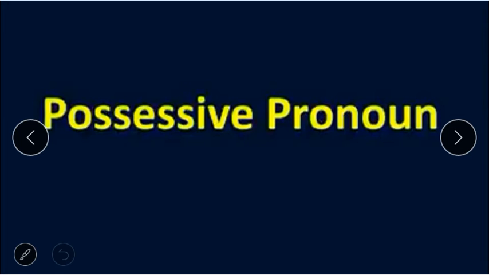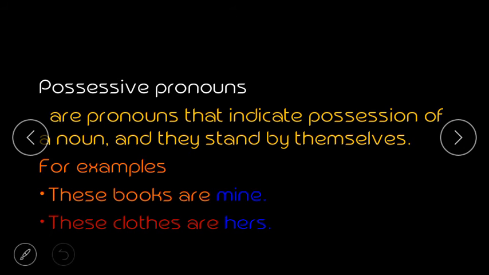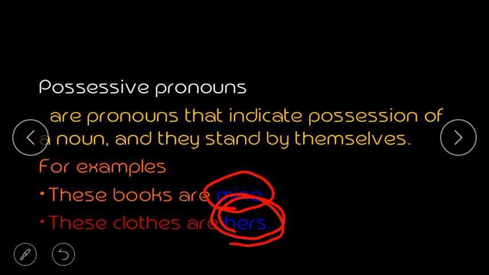Possessive pronoun. The second kind of pronoun is the possessive pronoun. These are pronouns that indicate possession. Possession means ownership, children. For example, these books are mine. As I told you, possession means ownership. So who is the owner of the books? Me, mine. These clothes are hers. Who is the owner of the clothes? Hers. So it is showing the possession of the person.